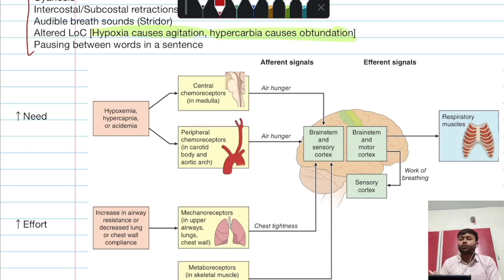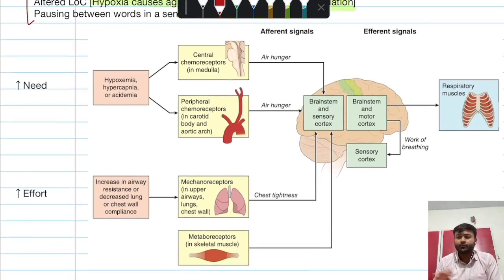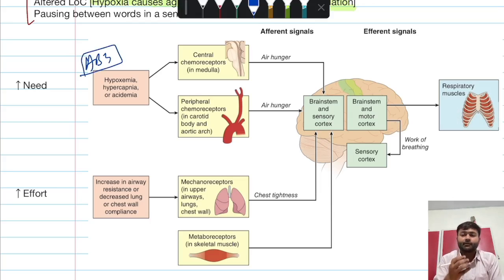After that comes a very important and very beautiful diagram from Harrison. It itself summarizes all the mechanisms of dyspnea. So I'll just give you a basic idea of this diagram. Dyspnea is basically produced either through an increased need pathway or an increased effort pathway. If there is an increased need, then generally there is a metabolic disturbance in such a fashion that ABG abnormalities are likely found. So there is hypoxia, hypercapnia, or acidemia in the patient.